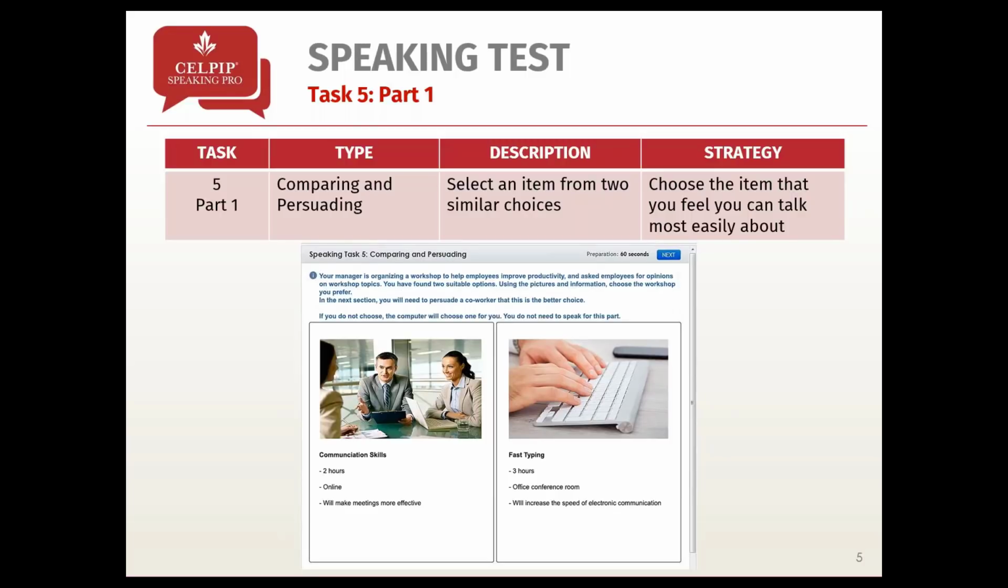So when you are making your choice between the 2 things, which you'll be doing in part 1, the best strategy is for you to try to choose the thing that you're the most comfortable speaking about.